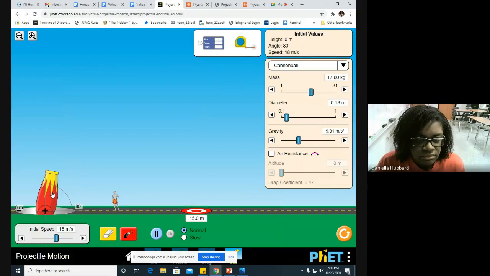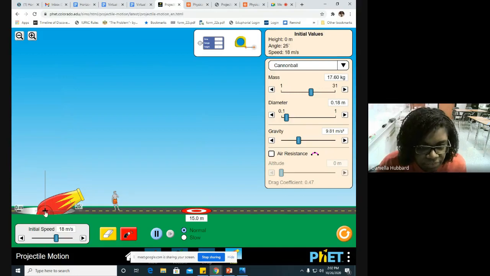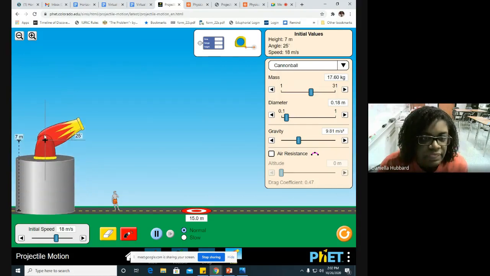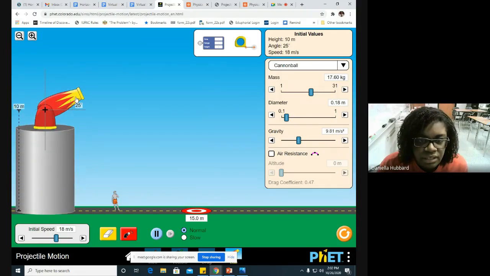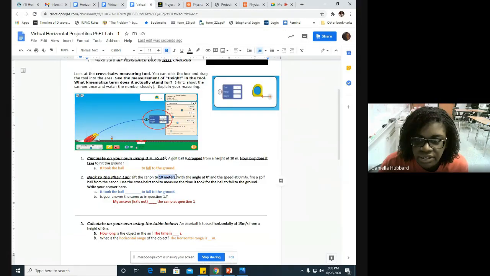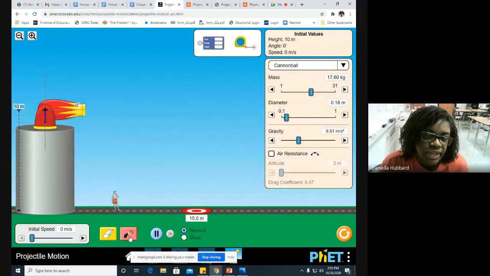Here's my cannon. It says we need to do it to 0 degrees, so we can't do that yet. But when you click on this plus, you can raise it up. Now we can decrease the angle to 0. And down here where it says initial speed, we're going to move it all the way to 0. Let me make sure that I have what I need to have. 10 meters is where I lift it. My angle is 0. And my speed is 0. I'm going to press red.